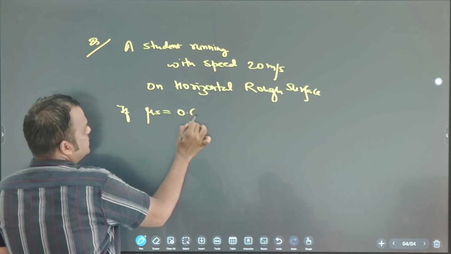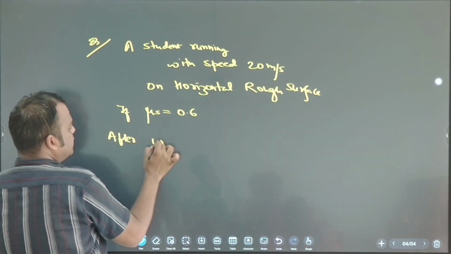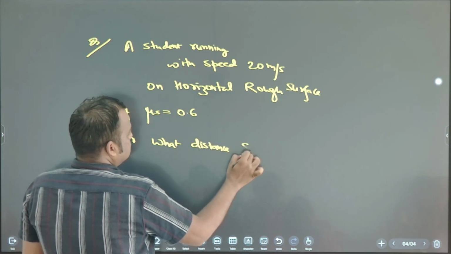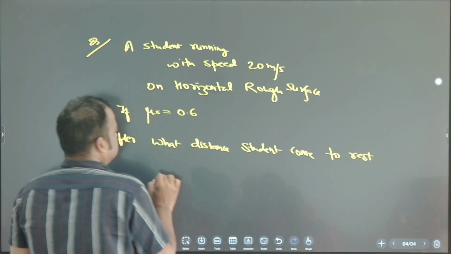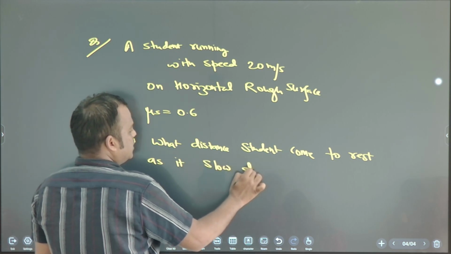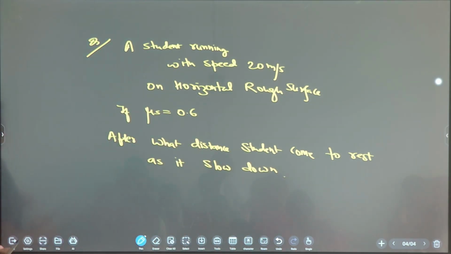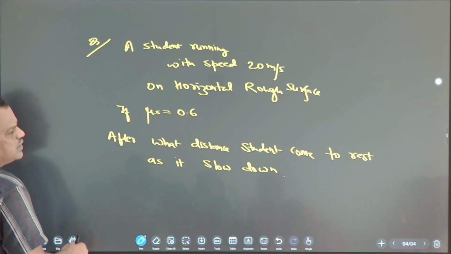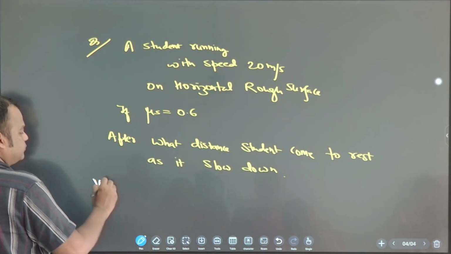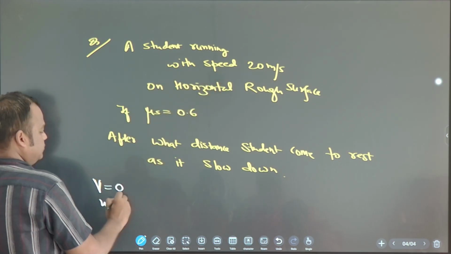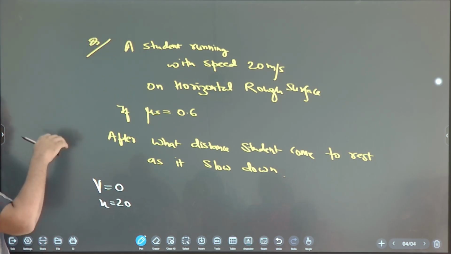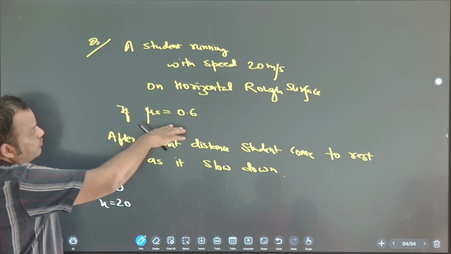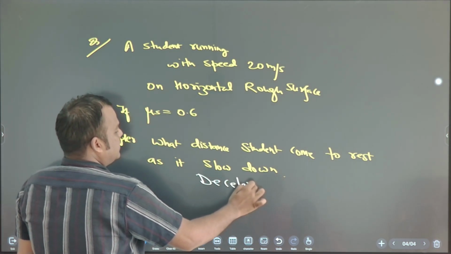If mu s is equal to 0.6, after what distance will the student come to rest? As it slows down, the speed is decreasing, like a student running. Final velocity, tell me: 0, and initial velocity 20. Now friction is helping again. Friction helps in both cases: friction helps to accelerate and friction helps to decelerate. Here, acceleration or deceleration? Deceleration.